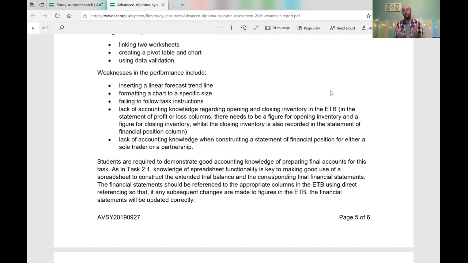So when you are doing your revision and you are looking at revising advanced bookkeeping and final accounts prep, make sure you are speaking to your college or training provider and you're asking them to provide you with resources that allow you to test those accounting concepts in the context of spreadsheets as well.